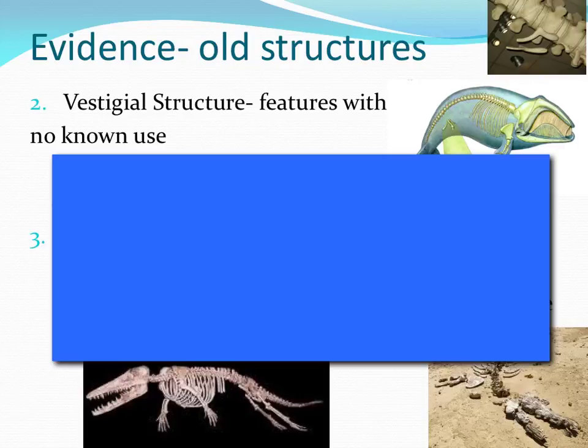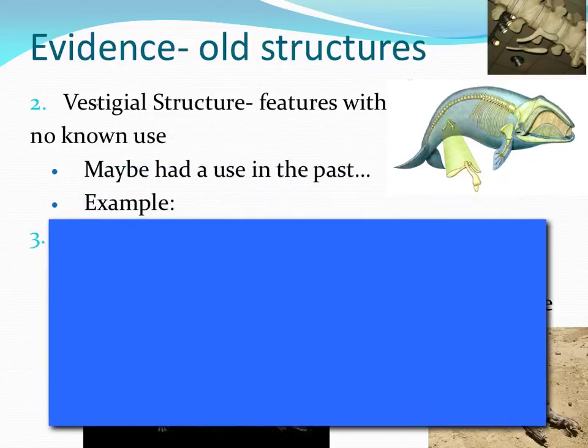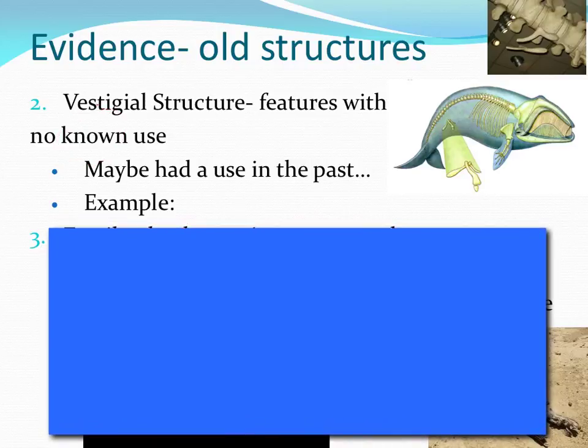The next couple pieces of evidence that we're going to talk about fall into the category of old structures. So the number 2 piece, following homologous structures, are vestigial structures. These are features or organs or some part of the body that have no known use. I like to emphasize the fact that it's no known use. They could have a use, we just don't know what it is at the present time. So how do these vestigial structures provide evidence for evolution? Well, why would your body make them if they didn't have any use? So maybe they had a use in the past and they're just in the process of disappearing.